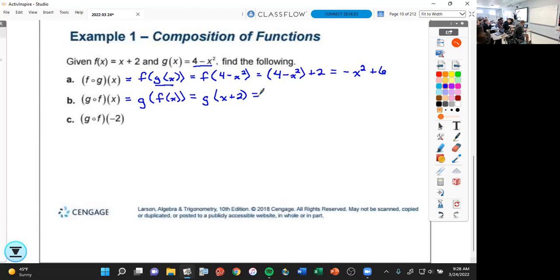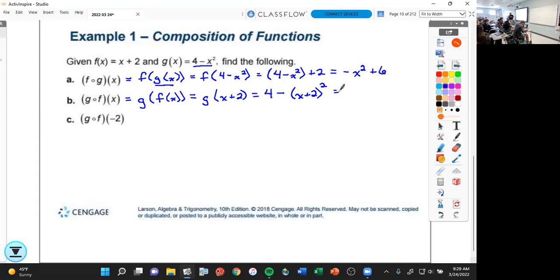So here's my g function, 4 minus. There's an x, but my x is x plus 2. And that x value is squared. Are those parentheses important? Absolutely they are. Because now I've got this binomial that's trapped, right? This binomial is being squared. So let's square that binomial.